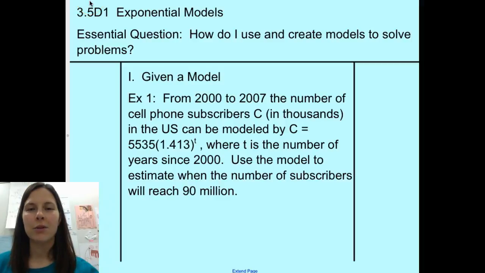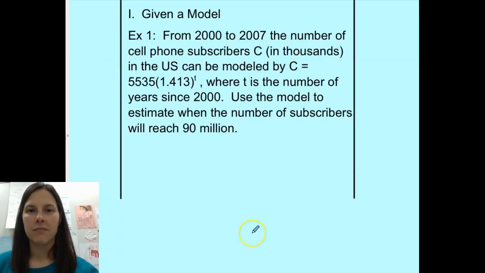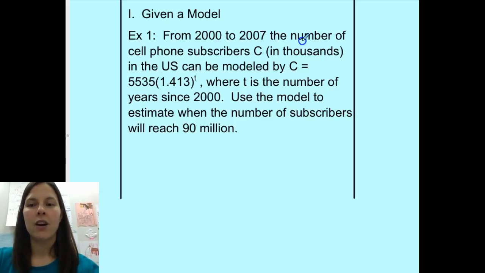This section is about using and creating exponential models to solve problems. Of course, it's much easier if you're given the equation. You just need to find the information that's missing. In our example, we have a model or an equation to determine the number of cell phone subscribers based on time, or years after 2000. Our goal is to determine when the number of cell phone subscribers will reach 90 million.